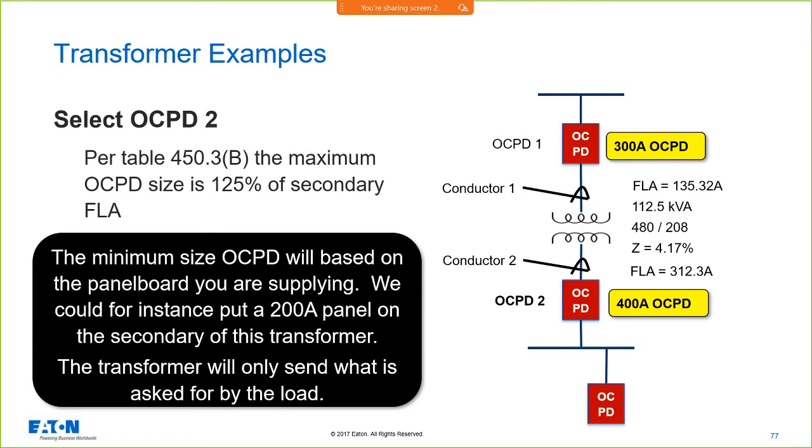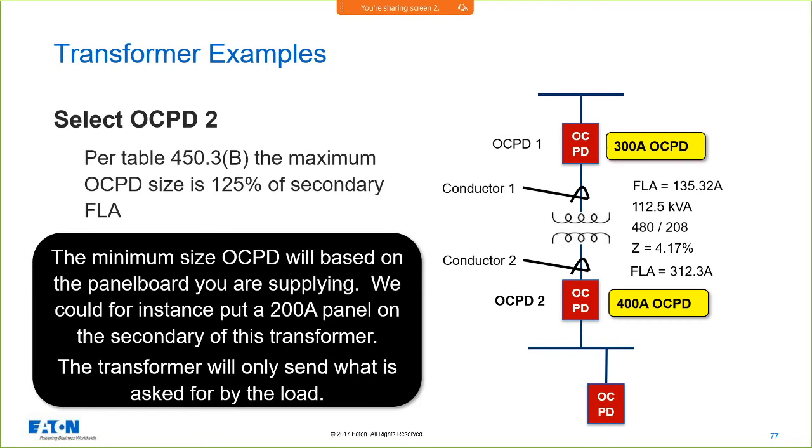And the minimum size overcurrent device, again, is going to be dependent upon the panel board. If I put a 112 kVA transformer in there, and I say I'm going to put a 200 amp panel board in there, and that's all I'm supplying, that transformer secondary conductor is going to be 200 amps worth of conductor. If it's a 400 amp panel board, then it's 400 amps worth of conductor. And I'm going to put a 400 amp or a 200 amp overcurrent protective device because 408 tells me I need to protect it at its ampacity.